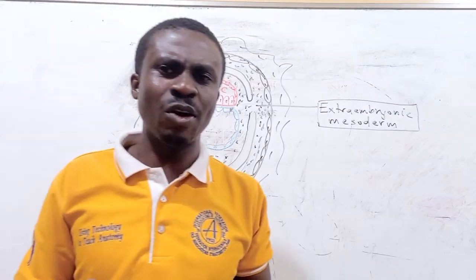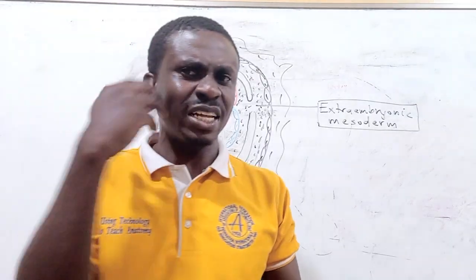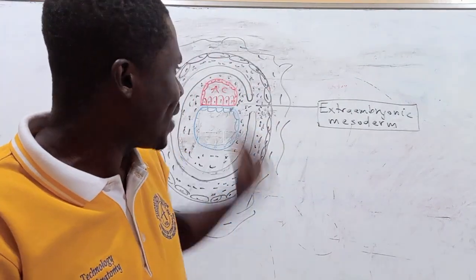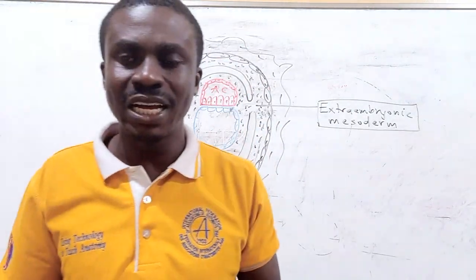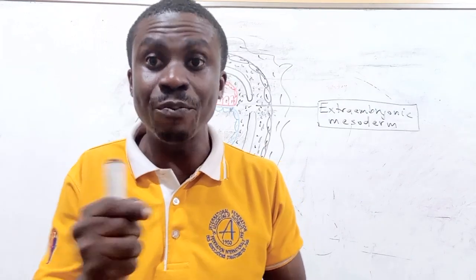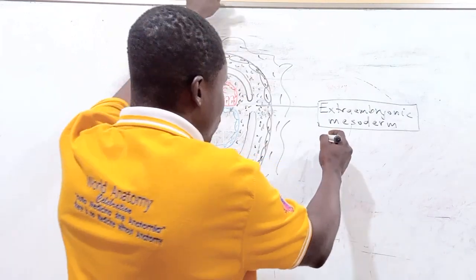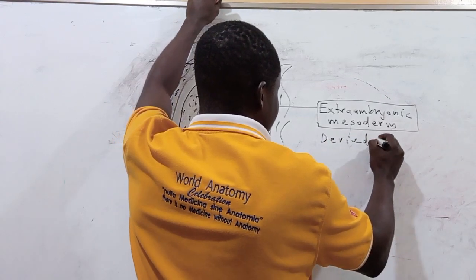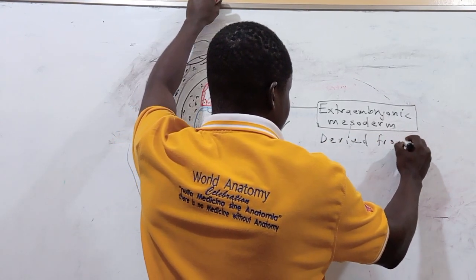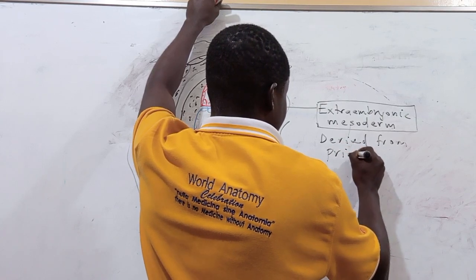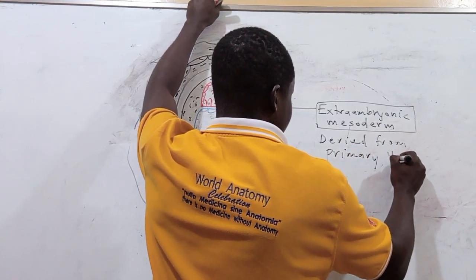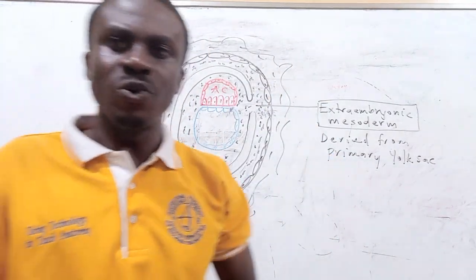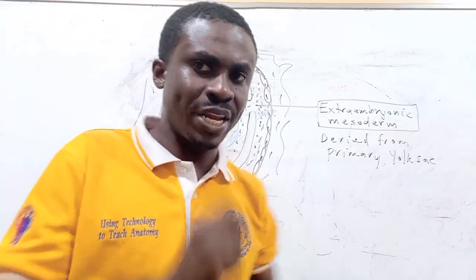Initially there was a kind of controversy whether it was coming from the cytotrophoblast, because it is very close to the cytotrophoblast, or whether it was coming from the yolk sac. So my friends, it actually comes from the primary yolk sac. So the extra embryonic mesoderm is derived from the primary yolk sac.